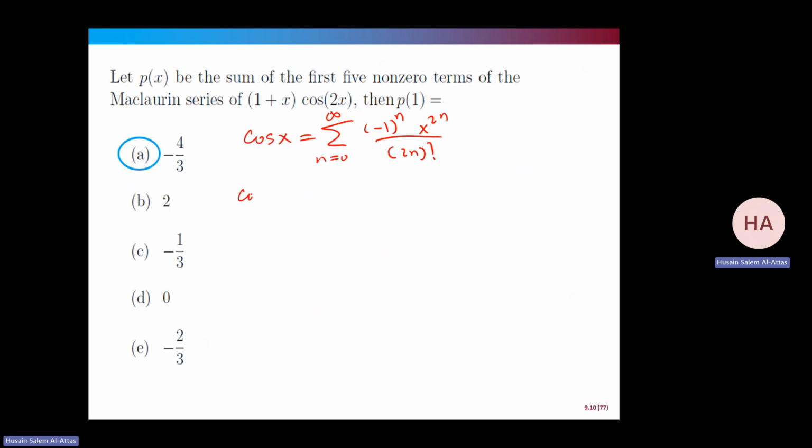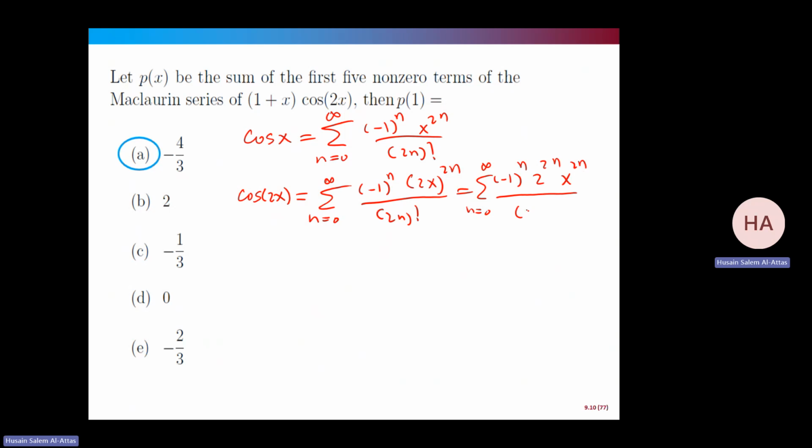I need cosine 2x now. Cosine 2x means I replace x by 2x. So I have minus 1 to the power n, 2x to the power 2n over 2n factorial. That would be what? Minus 1 to the power n, 2 to the power 2n, x to the power 2n over 2n factorial. Okay. Now I multiply 1 plus x by this. Not only 1 plus x. So that means it is cosine 2x plus x cosine 2x. Be careful now.